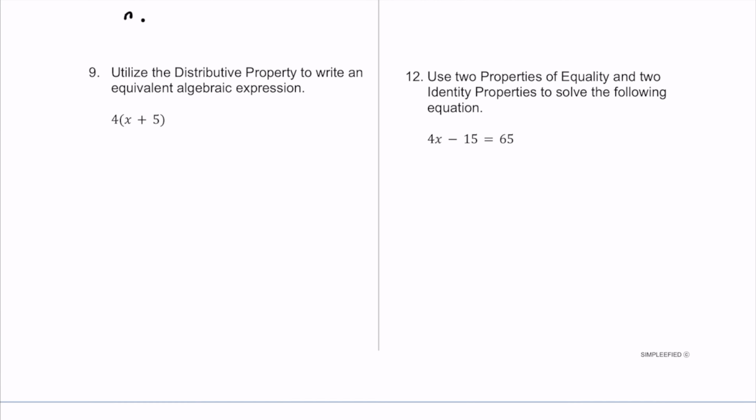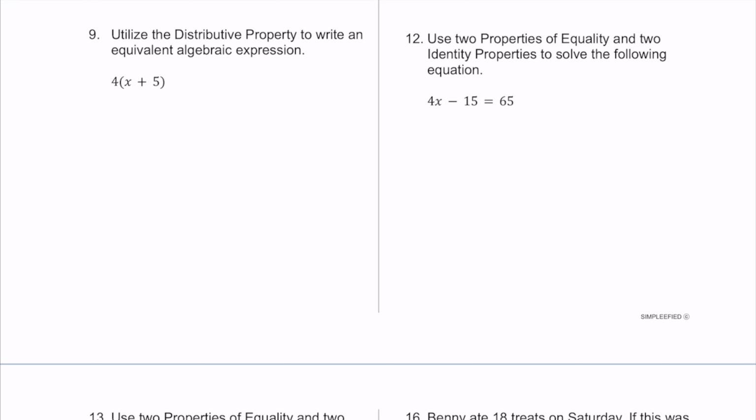For number 9, let's go ahead and utilize the distributive property to write an equivalent expression. So keep in mind that when we see an expression like this, it really means 4 multiplied by 1x plus 5, so there's an invisible 1 as a coefficient for that x. When we distribute, we take what's on the outside and multiply it by both terms on the inside. So if we have 4 of these 1x's, 4 times the coefficient of 1 is going to be 4, so we have 4x. And then we have 4 of these positive 5s. So if that's the case, 4 of these positive 5s is equal to 20. So if you go ahead and distribute, we get this expression of 4x plus 20.